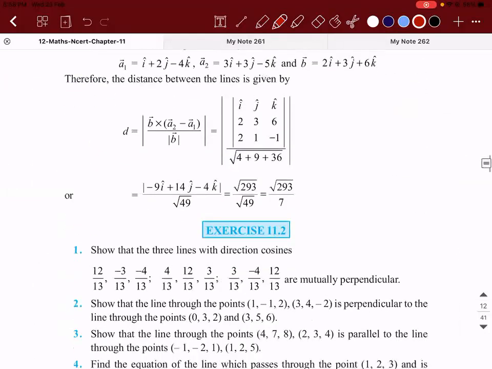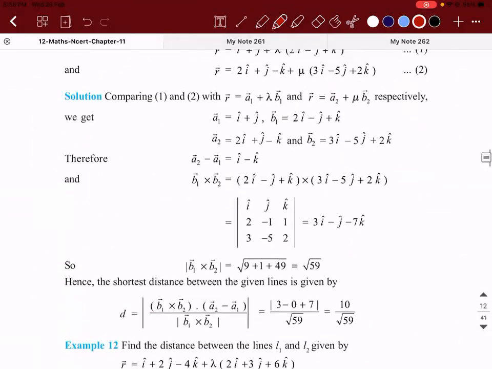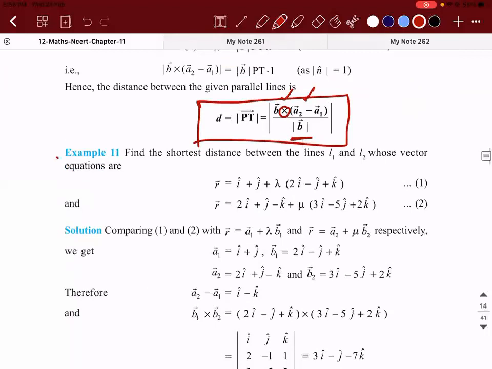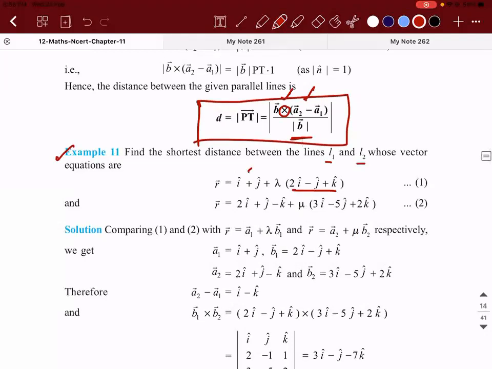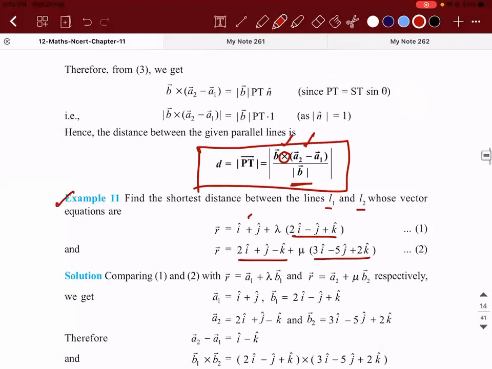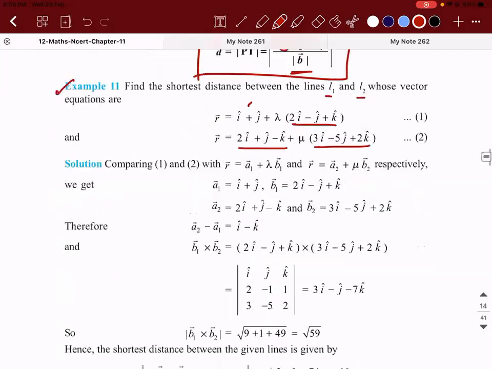Shall we start doing some problems? Okay, example 11. Find the shortest distance between the lines L1 and L2 whose vector equations are R vector is equal to i plus j plus lambda times (2i cap minus j cap plus k cap), and R vector is equal to 2i cap plus j cap minus k cap plus mu times this value. Tell me whether these two are skew lines or parallel lines. Skew lines, sir. Yes, skew lines, because they have B1 vector and B2 vector.